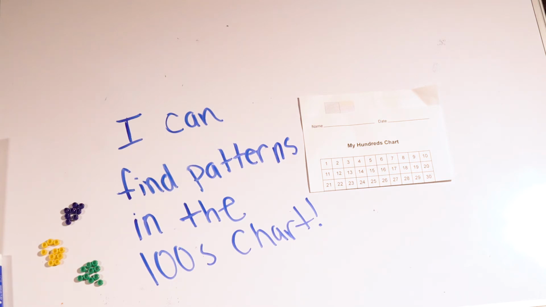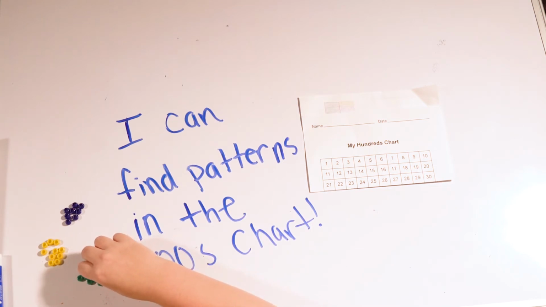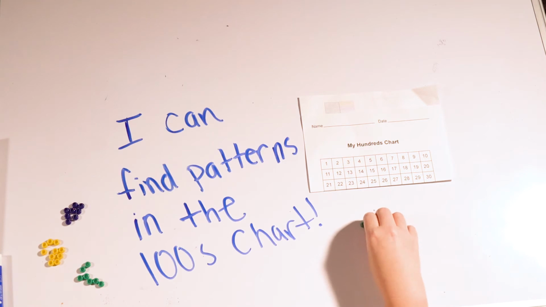So look at the hundreds chart that I have up here. I have some different colored beads. Now you can use a crayon, but Miss Day doesn't want to color over my hundreds chart, so I'm going to just use some beads. And I'm going to put my beads over the numbers that I see as a different pattern. So the first color I'm using is green. I'm going to point out 3 patterns that I see. Maybe you can point out some other ones.